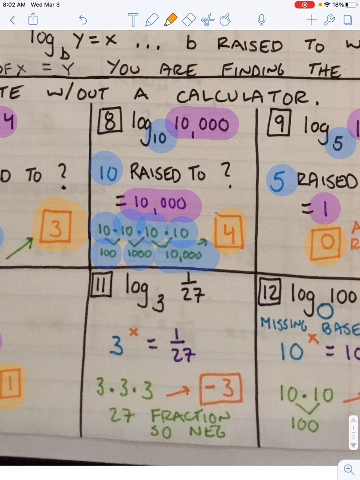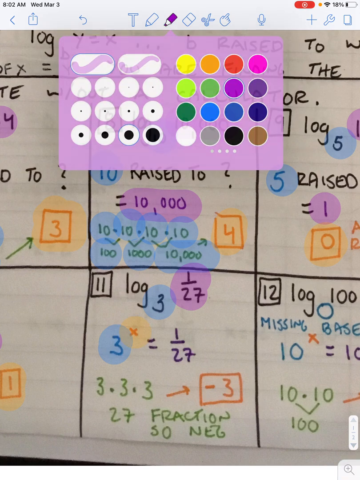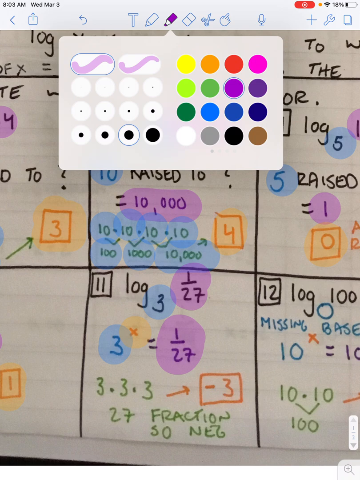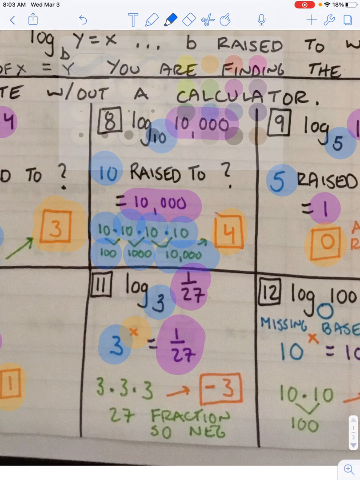Now we have log base 3 of 1 over 27. Okay, so let's first look at that 3 and that 27. So again, our base of 3 raised to what gives me 1 over 27. So again, if we just look at our 3 first, if we did 3 times 3, we get 9, and 9 times 3 gives me my 27 that I want. Since it's not just log base 3 of 27, it's log base 3 of 1 over 27, we know we have to have a negative exponent in order to make that fraction flip. So instead of positive 3, our answer is negative 3.